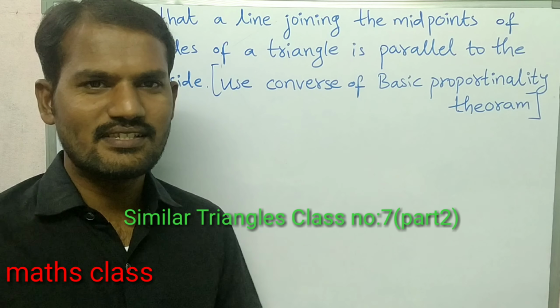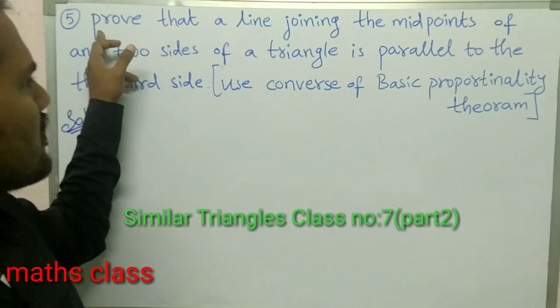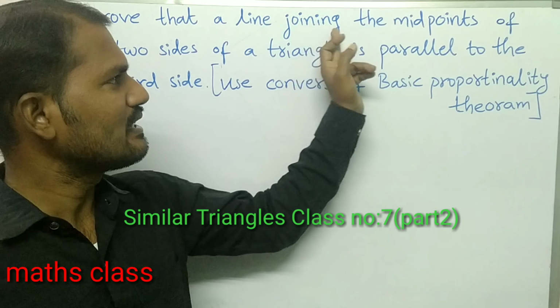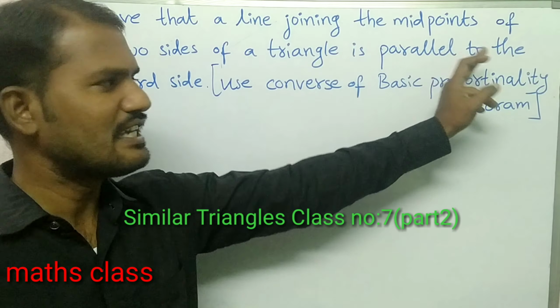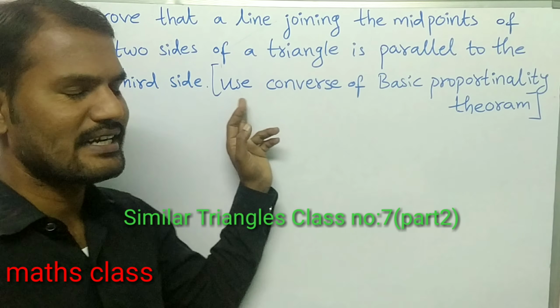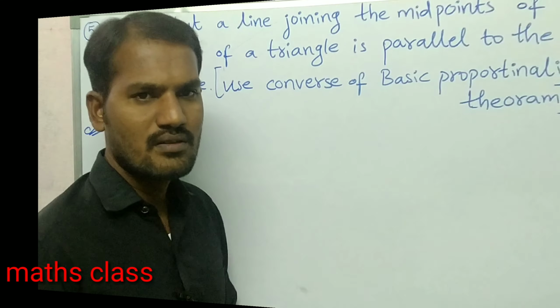Welcome to math class. In similar triangles, exercise 1, fifth problem. Prove that a line joining the midpoints of any two sides of a triangle is parallel to the third side. Use the converse of the basic proportionality theorem.